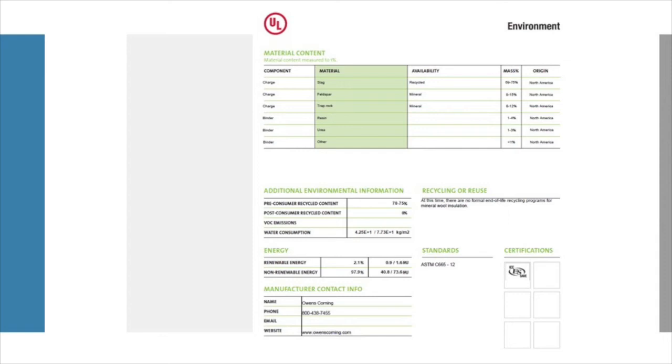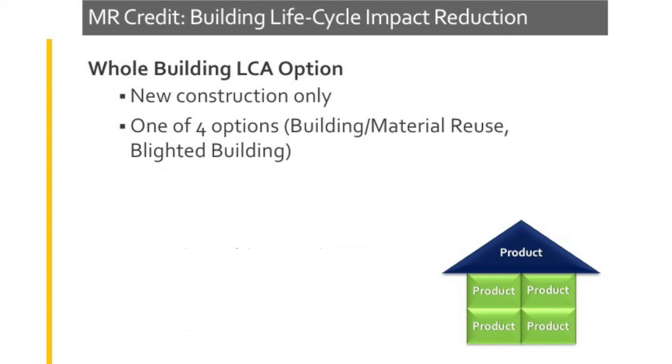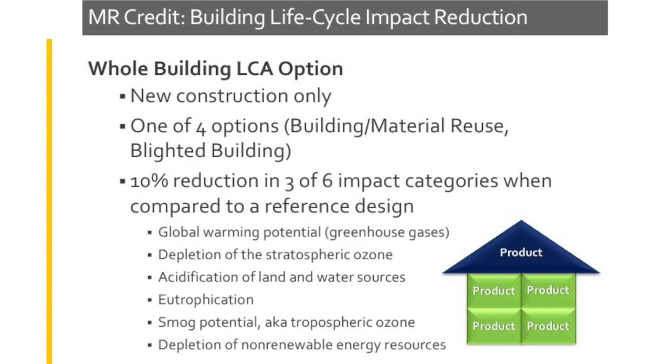Let's talk a little bit about the Building Life Cycle Impact Reduction credit. That's now available through LEED version 4 for architects to really measure the life cycle assessment of the entire building. So the whole building LCA option really captures the impact of the building itself, not just individual products, by adding those products together. It's available for new construction only, and there are several options for looking at the buildings, through reuse of blighted buildings and such. There must be a 10% reduction in 3 of the 6 impact categories when compared to a reference design. Again, this is a credit area that is not widely used yet, but as more environmental product declarations are issued for products and the understanding of whole building life cycle assessment is gained, there will be more activity around this credit.